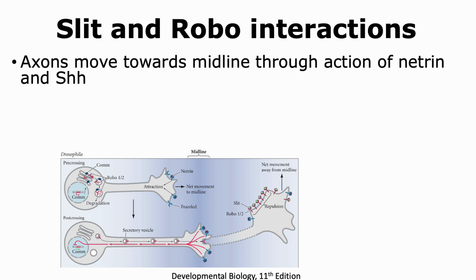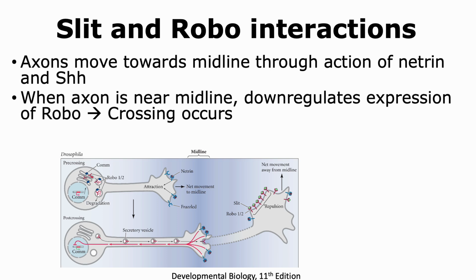Now, the axons of neurons tend to move towards the midline through the actions of netrin and sonic hedgehog. And as we saw previously, netrin and sonic hedgehog are attractants. And so in the midline, we see more of netrin and sonic hedgehog, and hence the neurons tend to move. And that is what we're seeing here, where the axon is moving towards the midline.